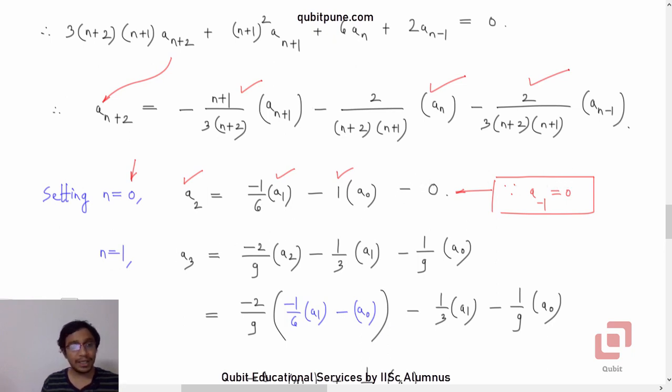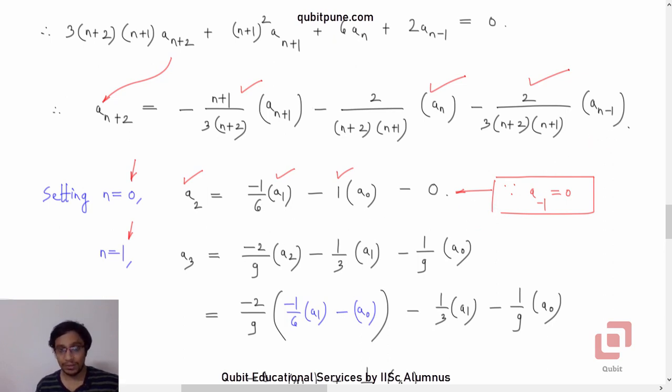Now the next step that we do is we let n be 1. So we get a3 now. a3 will be minus 2 upon 3 into 3 or minus 2 by 9 into a2, minus 2 upon 3 into 2 or minus 1 upon 3 into a1, minus 2 upon 3 into 3 into 2. So this is going to be minus 2 upon 18 or minus 1 upon 9 a naught.